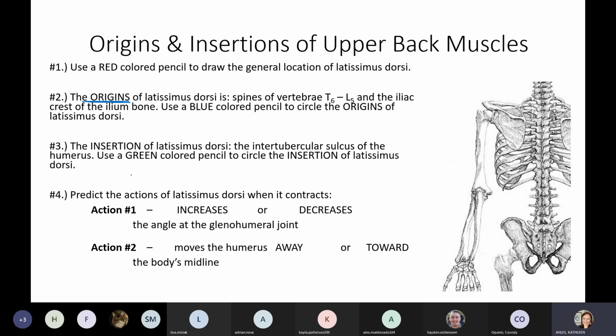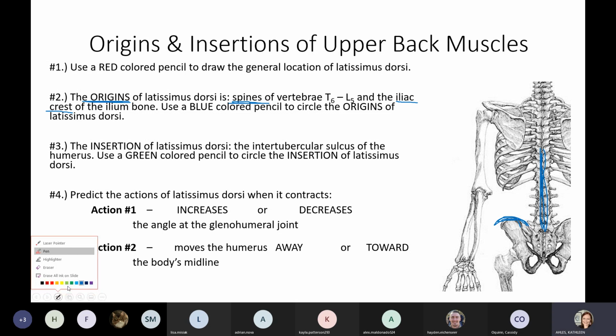So when we talk about latissimus dorsi, it has a couple of origins. The first origins are the spines, which are the parts that stick out on several of my vertebrae. So I'm gonna draw a blue line here from the spines of several of my vertebrae. The other origin of this muscle is the iliac crest. Remember, the iliac crest is what you put your hands on your hips.